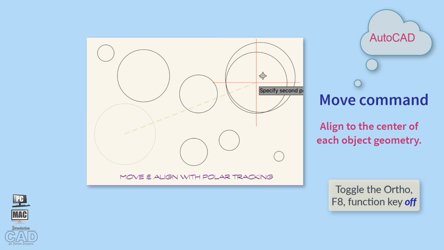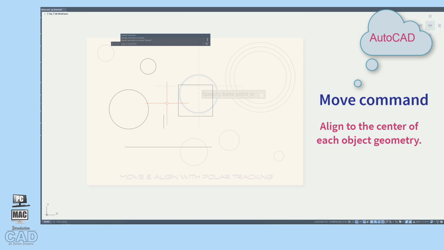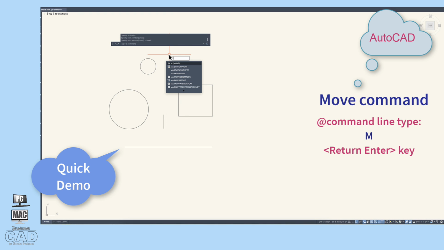In this exercise, you will align objects by the center and midpoint of each object. The Ortho F8 function key will need to be toggled off for you to be able to move the objects diagonally within the model space work environment. Begin with the Move command. At the command line type Move, return Enter key on the keyboard.